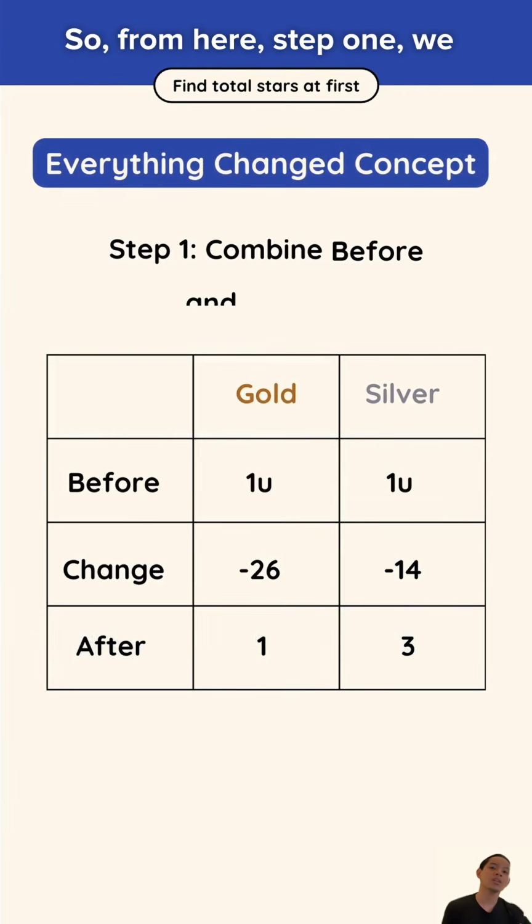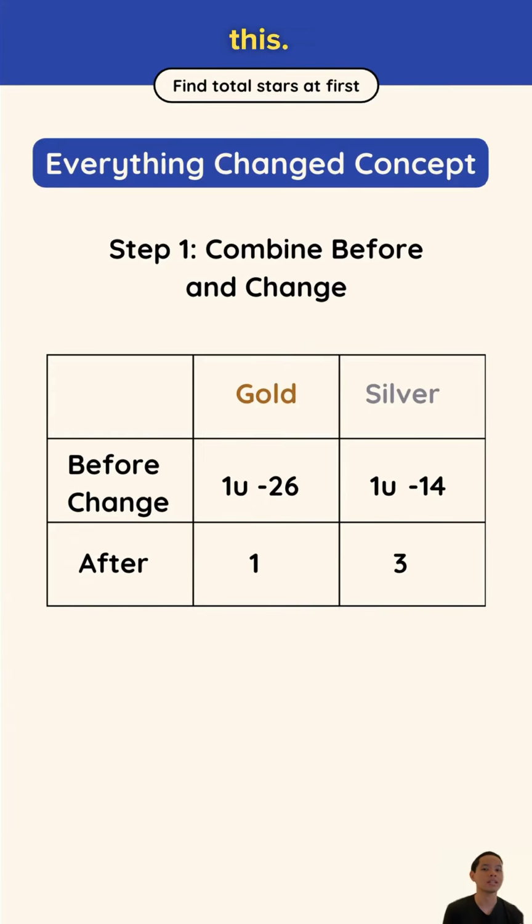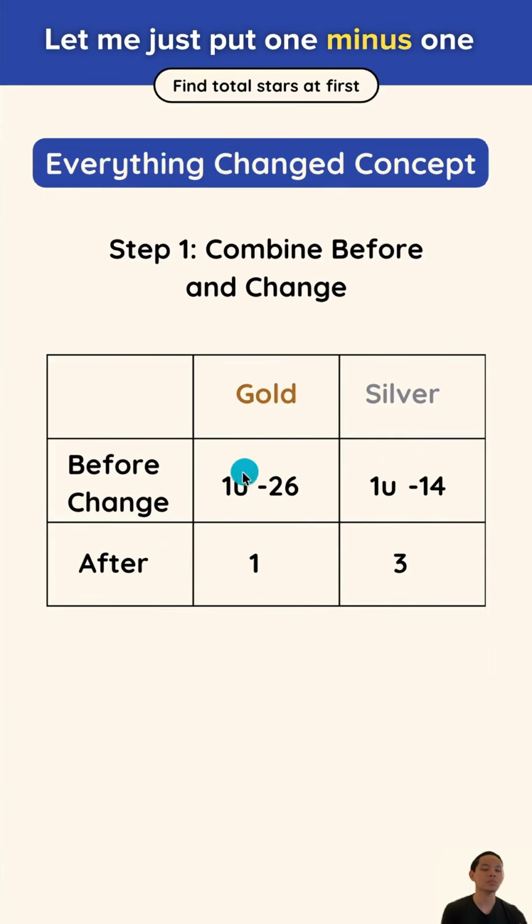So from here, step 1, we want to combine the before and change. So how do we do that? Well, it will look something like this. The before and change combined together. Previously it was 1 unit for before, and the change is minus. Then we just put 1 unit minus 26 and 1 unit minus 14.